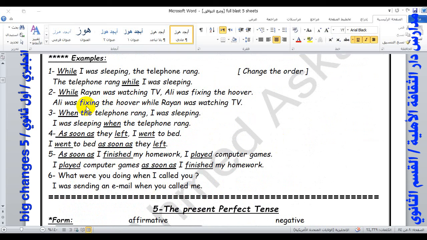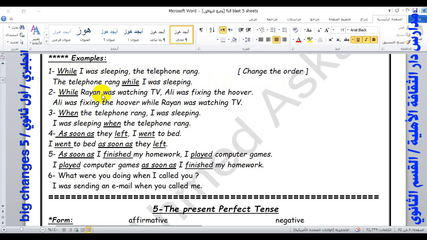Now look carefully at these examples. While I was sleeping, the telephone rang. Notice that after while we should write the past progressive in the first sentence. After the comma we should write the past tense. If we want to change the order, ودي معناها مغير الترتيب، this is the second sentence, we should write it first. This is the first sentence, we should write it at the end. The telephone rang while I was sleeping.